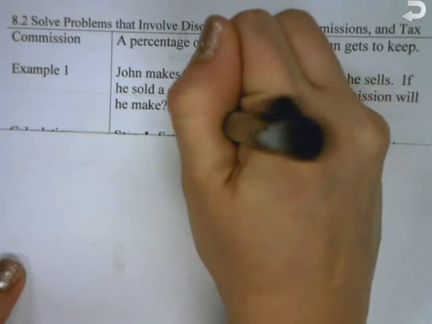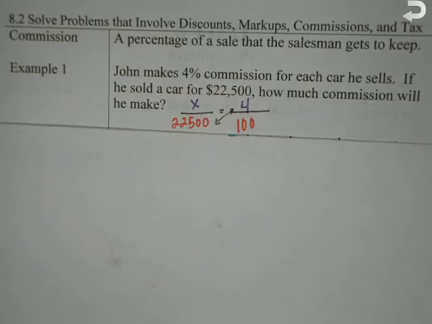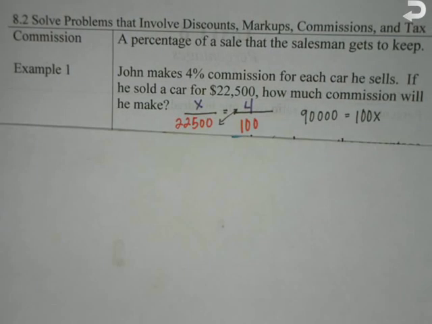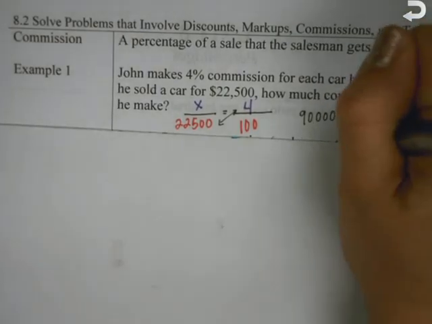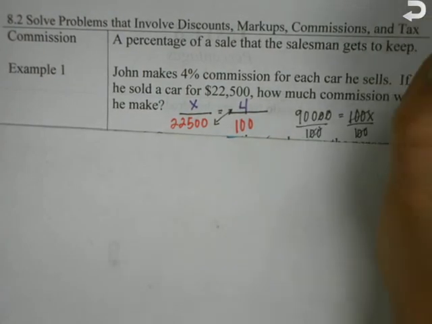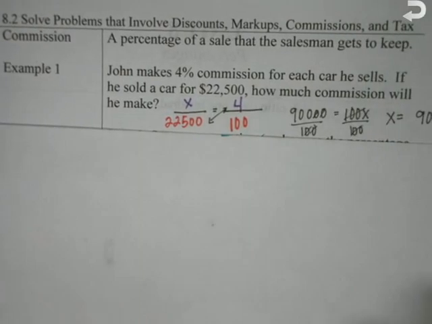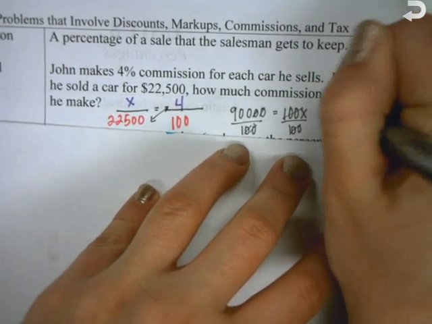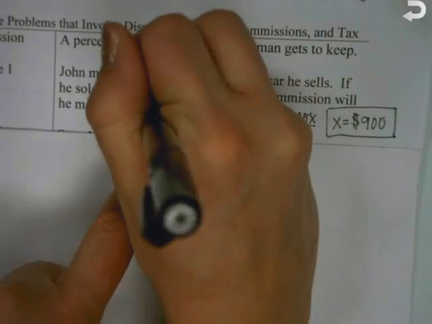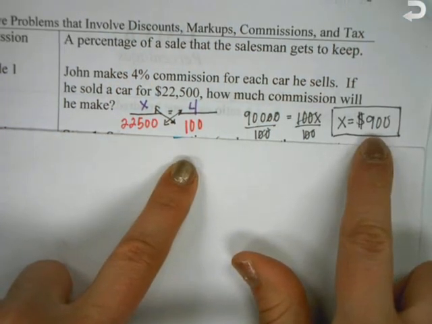So 22,500 times 4. What does that give me? I'm going to use the calculator. You're going to use your mind? 90,000. Okay, so that is 90,000 equals 100x. And then 90,000 divided by 100. Those zeros cancel, these zeros cancel, so we are left with 900, right? So x equals 900 what? Dollars. So make sure you put the dollar sign there. So of the $22,500 that the car cost, the salesman, John, got to keep 900 of it. So he made $900 on that sale. Make sense?